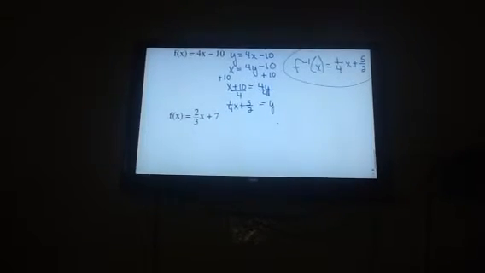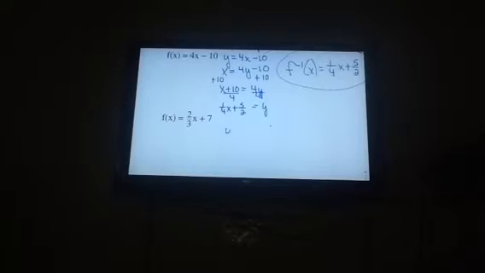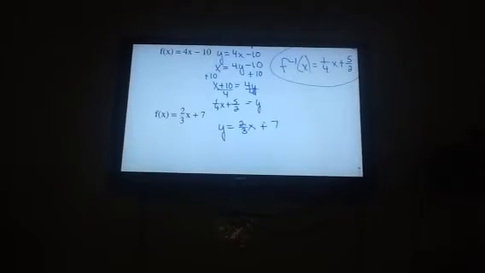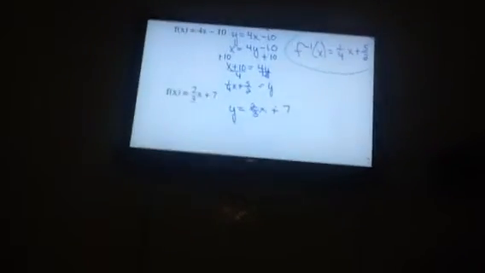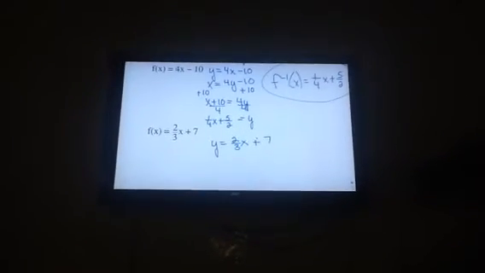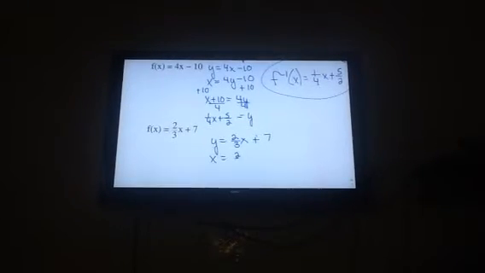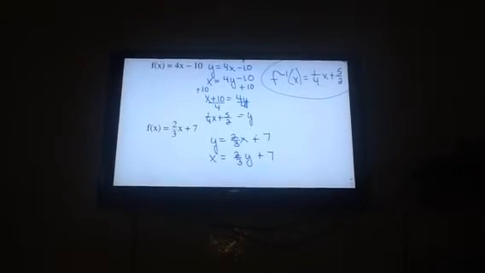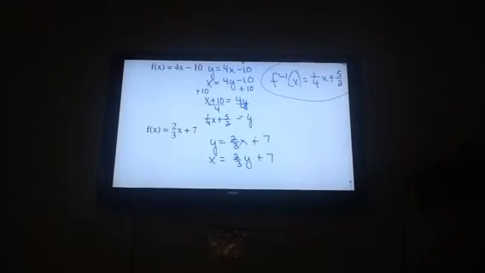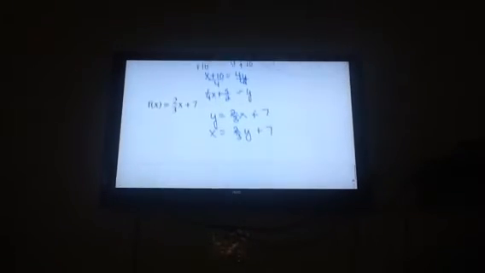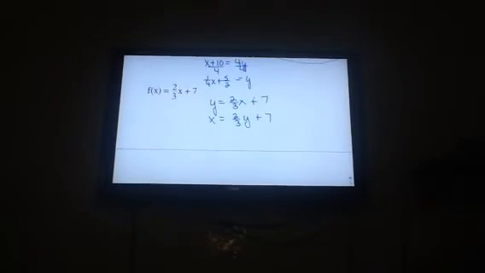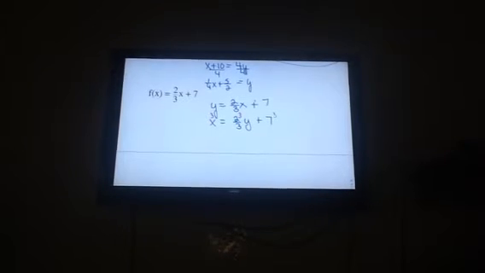Okay, and my last one. Replace f of x with y. And you really don't need to do that step, but I want to make sure you see it. Switch your x and y. Solve for y. Now, I'm going to solve for y here. I'm going to get rid of my fractions first. So I'm going to take everything times 3. It's not the only way to do it, but eventually you got to multiply by 3.